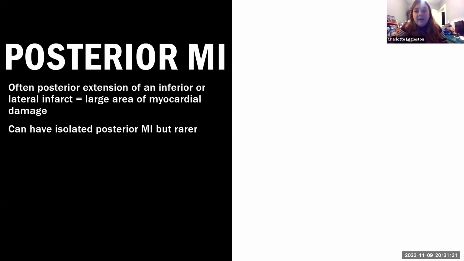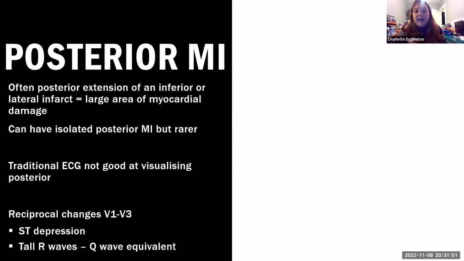So you can also get posterior MIs. Obviously, we're not very good at looking at them because none of our leads particularly point towards the back of the heart. Often, if you get a posterior MI, it's because you're having a massive MI and you've wiped out most of your heart. But you can get small branches that just supply the back of the heart. We're not very good at looking at that, so often we'll add extra leads to have a look.